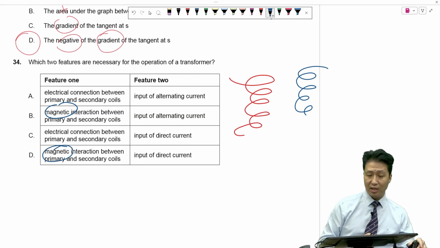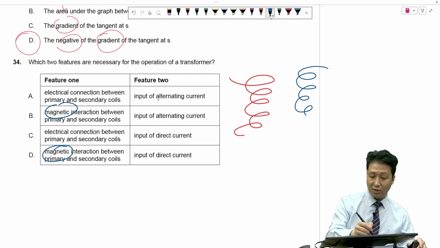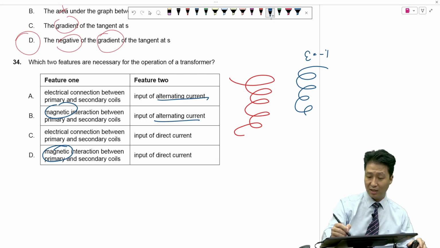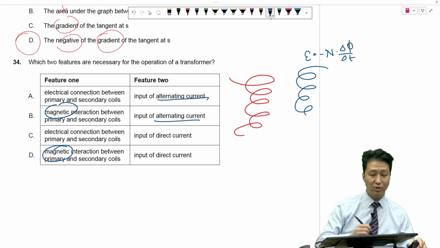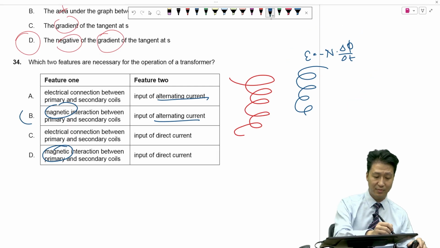Number two, this only works with alternating currents because in order to get the EMF on the other side, you have to have a changing flux. Direct currents have a constant flux, so you would not be able to produce an EMF on the other side with the direct currents.